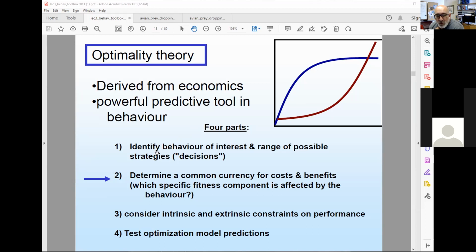In this case, there are 4 parts to this perspective of optimality theory. The first is that you have to identify a behavior of interest and the range of possible strategies. We can call these decisions. Now, that doesn't mean that animals are necessarily making conscious decisions, but nonetheless, from an evolutionary perspective, these are decisions that are made by animals. Very importantly, you need to come up with a common currency for costs and benefits.